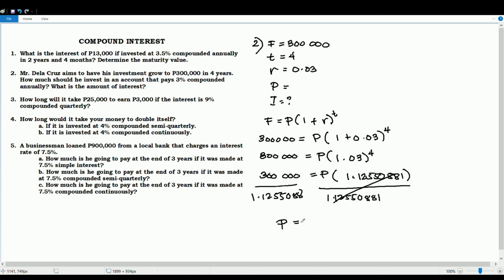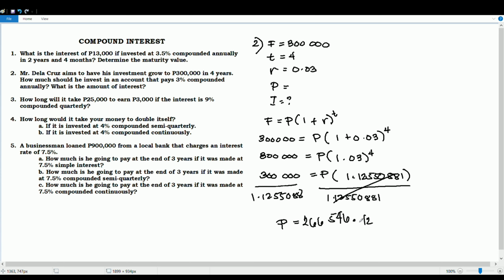Now the value of our principal amount will be 300,000 divided by 1.1255088. In two decimal places, it is equal to 266,546 pesos and 12 cents. That's the principal amount. That's the money that Mr. De La Cruz should invest.